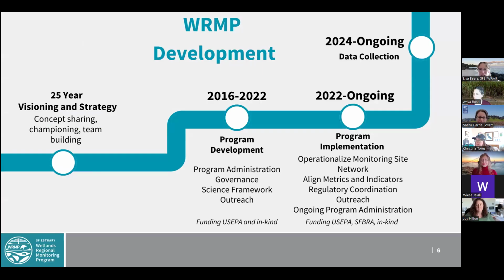And the WRMP has been a long time in the making. Over the past 25 years, with the visioning and strategy in 2016 through 2022, is when the program development really started getting going. We had funding through the EPA to start this. Then starting in 2022, we've been doing program implementation, and in 2024, we actually started to collect data across the estuary. So I'm very excited to be part of this program now that we are in the implementation phase.